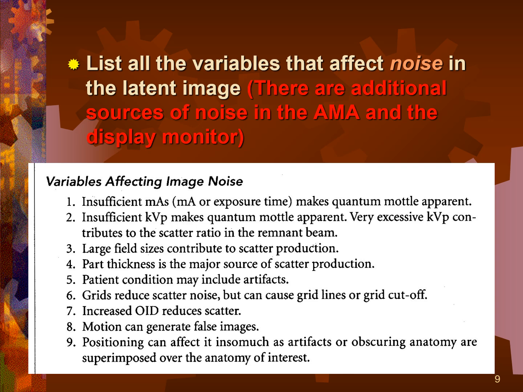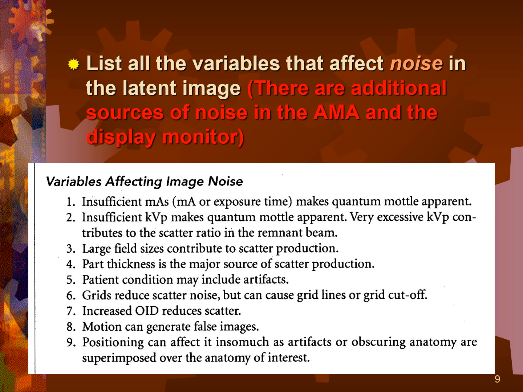So, what affects noise present in the latent image? Okay. Insufficient mass, again, that's a poor signal to noise ratio. Insufficient kVp, also poor signal to noise ratio. Large field sizes increase scatter production, so they increase the amount of scatter noise. Okay, there are several sources of noise, like it says in the red there: part thickness, patient condition, grids, OID.